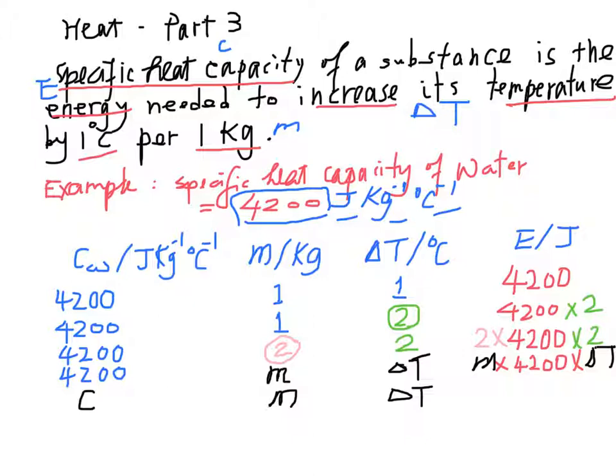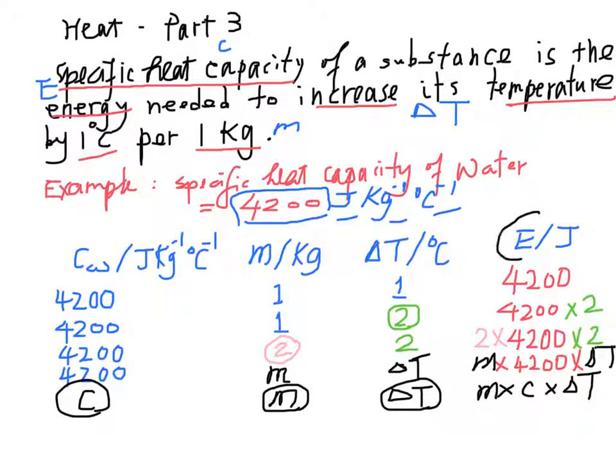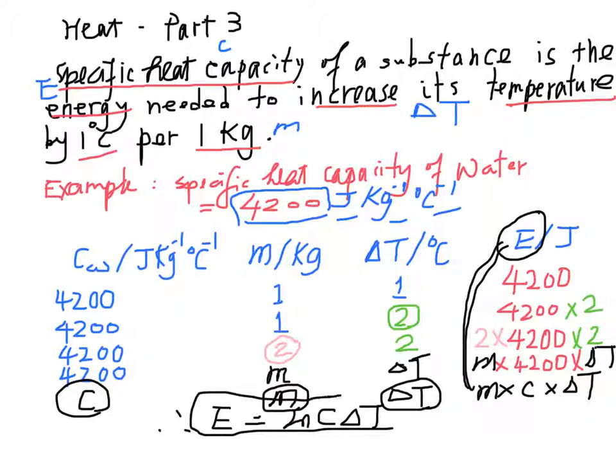If now we have a substance of specific heat capacity c and its mass is m, and we want to increase its temperature by delta T, then obviously the energy needed would be m times c times delta T. As a result, we have E equal to m times c times delta T. Therefore, we can write E, energy absorbed by a substance, equal to m c delta T. This equation is very important.